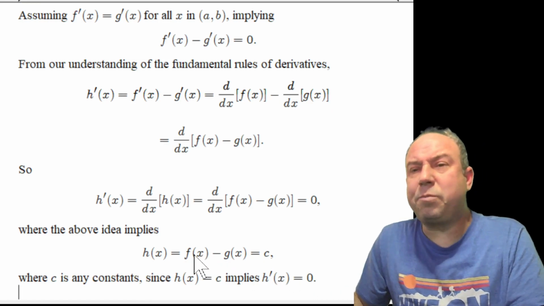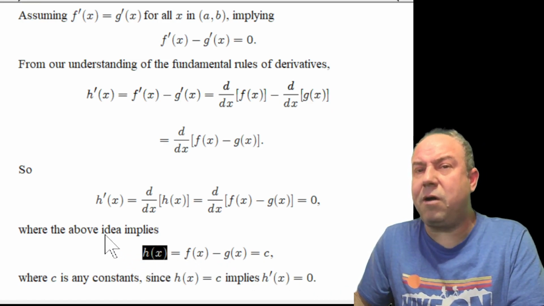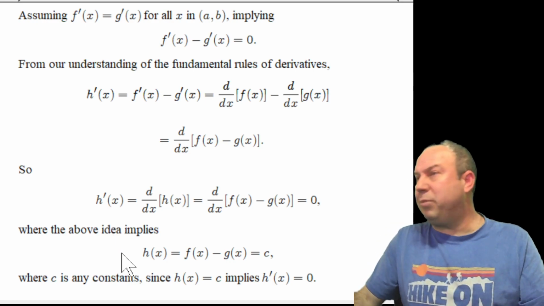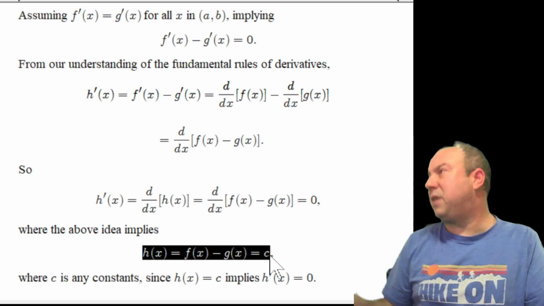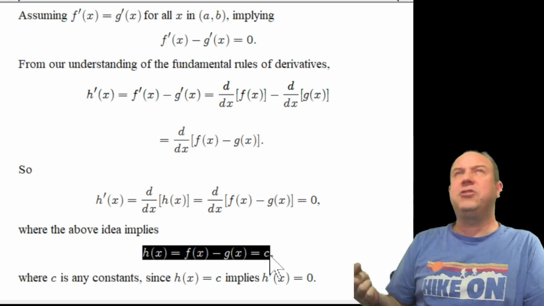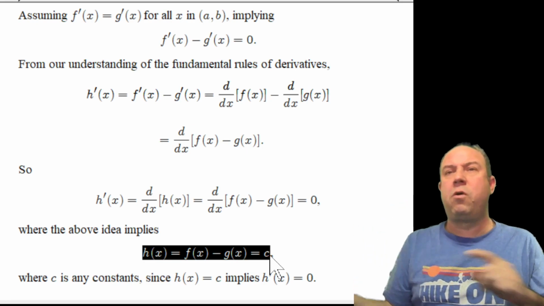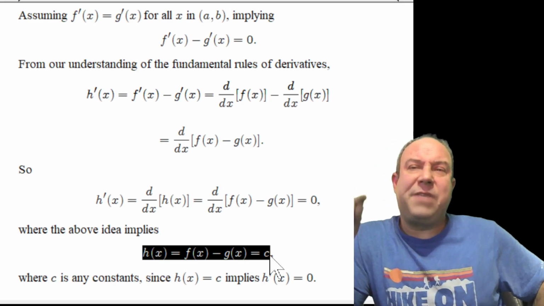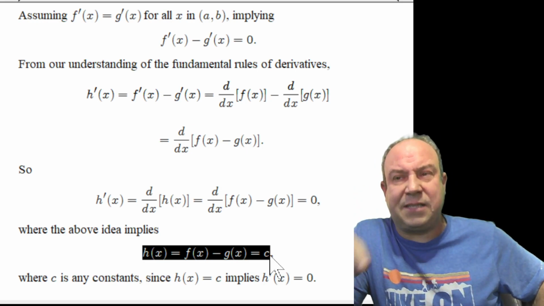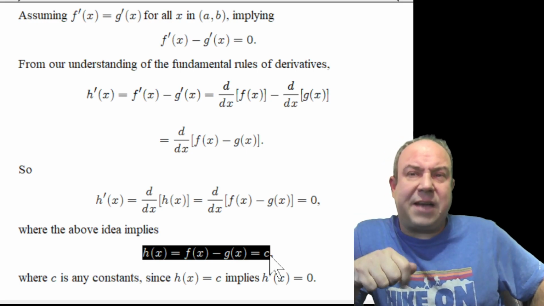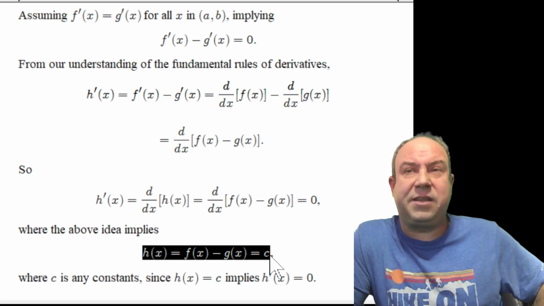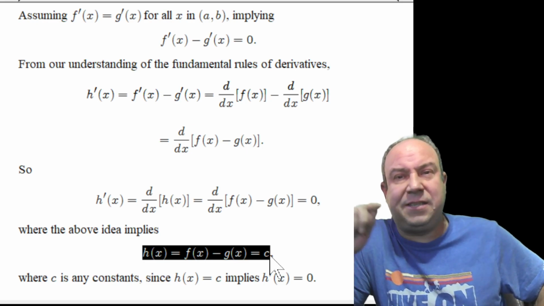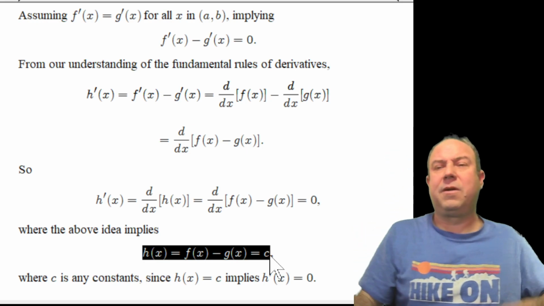Since h prime of x equals 0, from the previous theorem that implies h of x must be equal to some constant function. Because any function that has a derivative equal to 0 over some interval of x, here the interval from a to b, must be a constant function. So h of x, the function representing the difference between f and g, must be a constant difference.